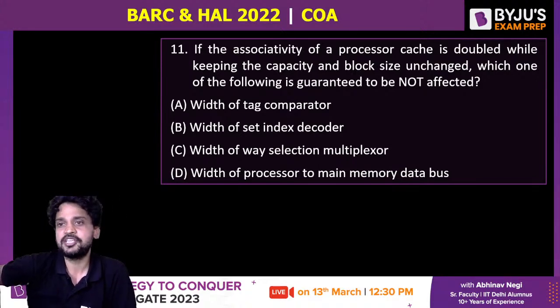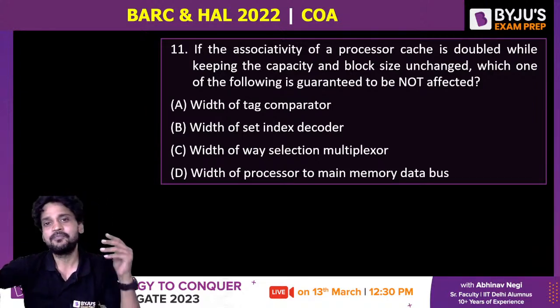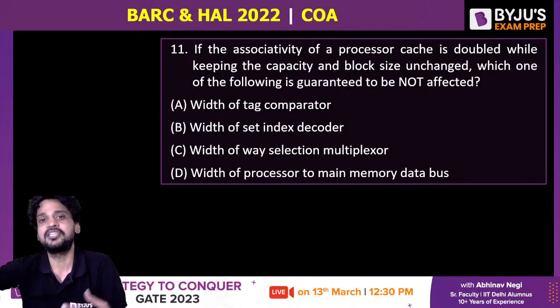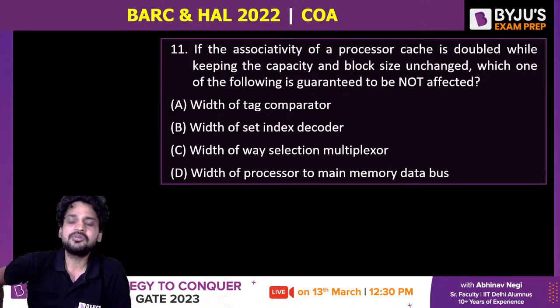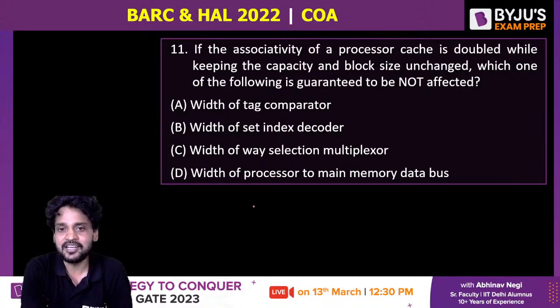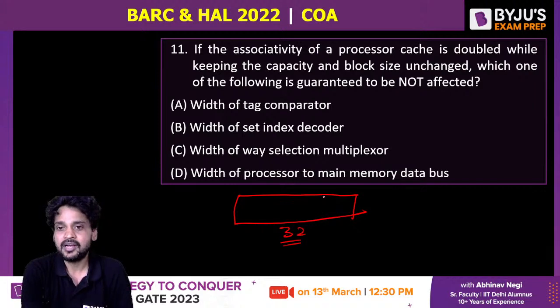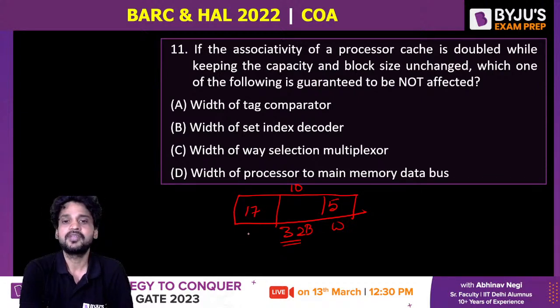The associativity of the processor cache doubled while keeping the capacity and block size unchanged. Which one of the following is guaranteed not to be affected? Associativity can be two-way associative mapping or four-way associative mapping or a direct mapping. If the associativity gets doubled, tag size will get increased. Yes or no? Simply let us take a counter example. In a system which has a 32-bit address, I do have 5 bits for word field and 10 bits for block field or a line field, whatever you call, and remaining 17 bits for tag field.